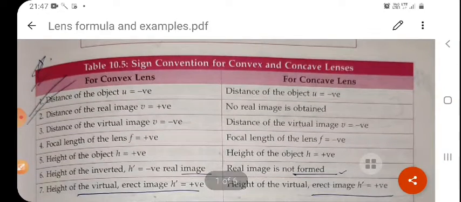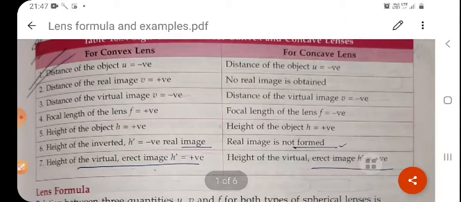Convex lens and concave lens, the two lenses are there. Okay, for convex lens the u will be negative and for concave lens also u is negative. Concave lens doesn't form real image. Distance of real image, v is equal to positive. Distance of virtual image, v is equal to negative. These are some points you have to keep in mind while making the ray diagrams of the convex lens and concave lens. Okay, focal length of the convex lens is positive and for concave lens is negative.